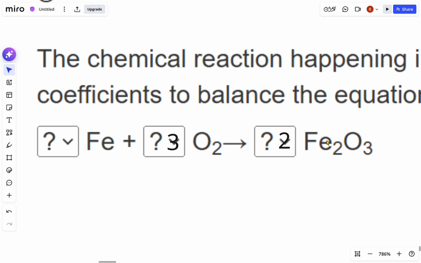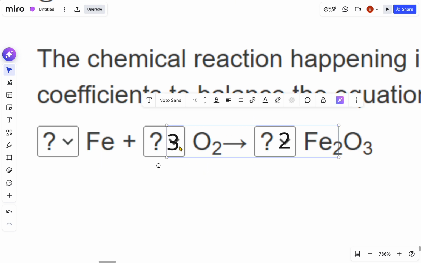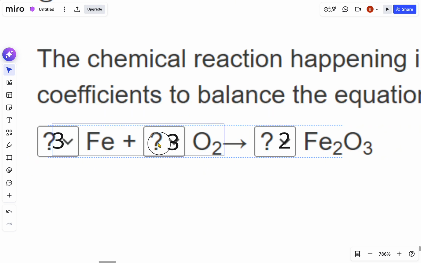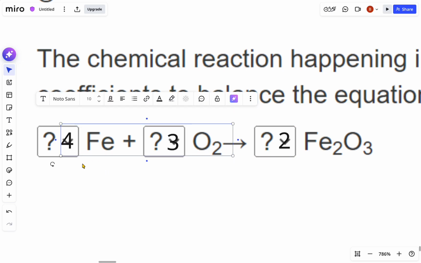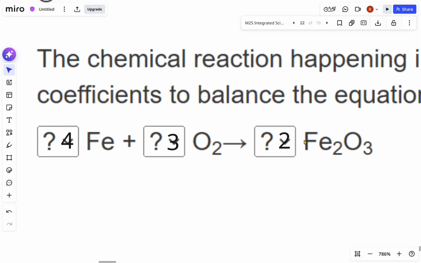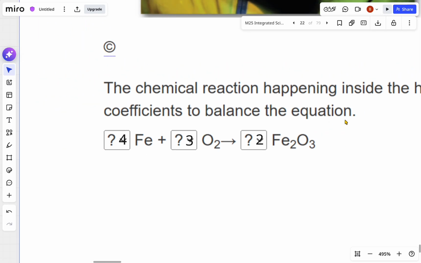So 6, that's sorted. Then if we move on to the next one, we have iron over here. So let's just write 4 because it's just 1 iron, so we can just write 4 Fe. So we know there are 4 Fe's over here as well, 2 times 2 which is 4. So boom, that's done, settled. It's balanced. This is same, this is same, this is same, and this is same. We have the same amount of oxygen and the same amount of iron. So our equation is balanced. And that's it for this question.